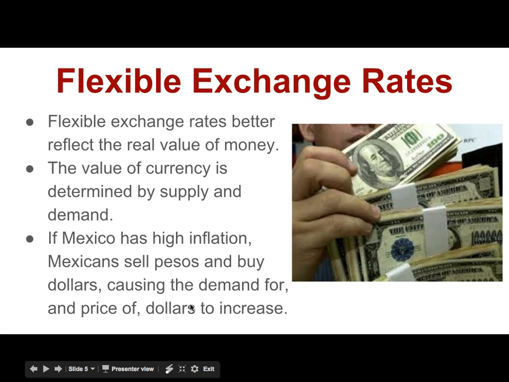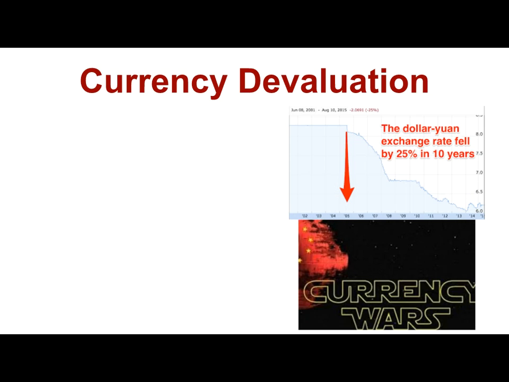And we see this exchange rate reflecting that as dollars slowly become more and more expensive as more and more people want them. Now, currency devaluation can happen because of inflation, but it can also happen because of government policies.